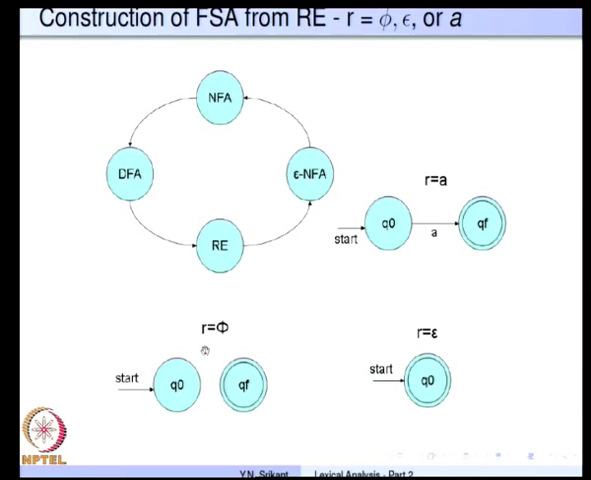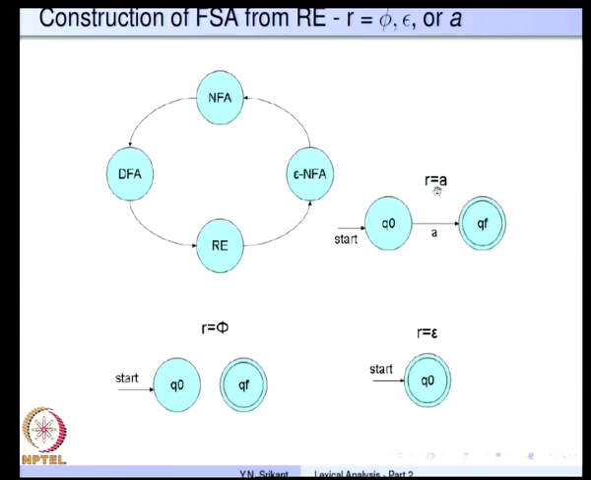The proof is also based on the inductive definition of regular expressions. For R equal to phi, this is the finite state machine. It accepts a null language, mind you, there is nothing in the null set, the final state cannot be reached. That is the reason why we have shown a start state and a final state, but there is no arc between them. So, this particular finite state automaton accepts the phi language. What about epsilon? The state Q0, if it does nothing, accepts the string epsilon. So, we have made it a final state. That is the construction for the regular expression R equal to epsilon.